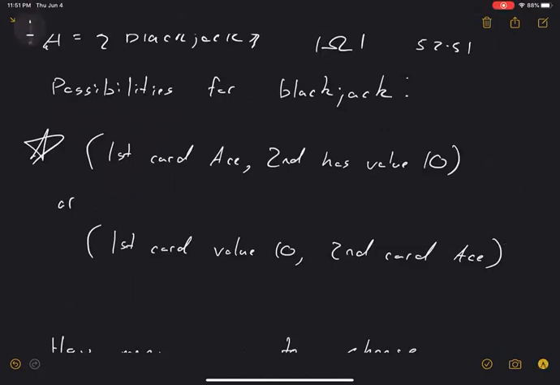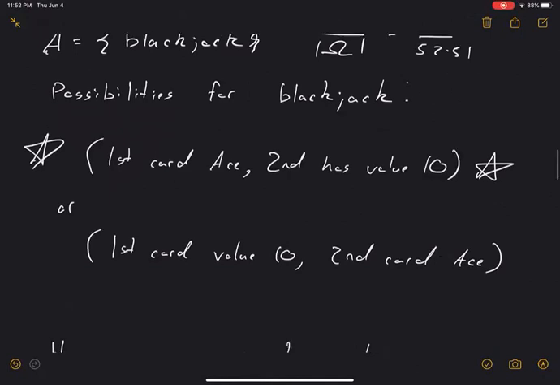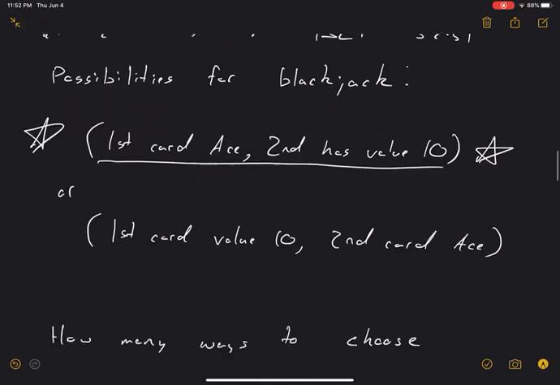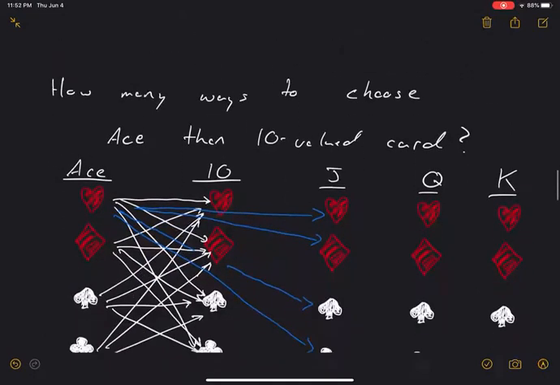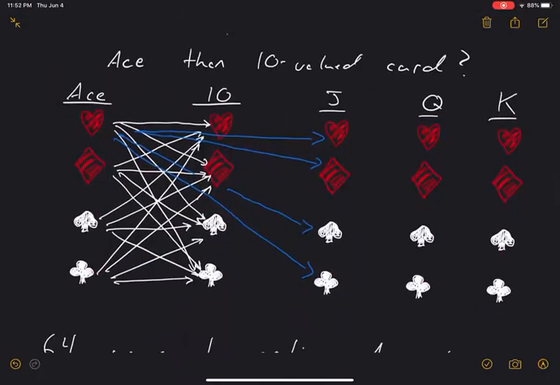So let's first figure out how many ways there are to achieve this outcome. How many elements are in this event? How many ways are there where I can choose an ace as my first card and then a 10 valued card as my second card? Well, let's look at our aces. Let's assume our first card is an ace. There are 4 types of aces, 4 suits: hearts, diamonds, spades, clubs.